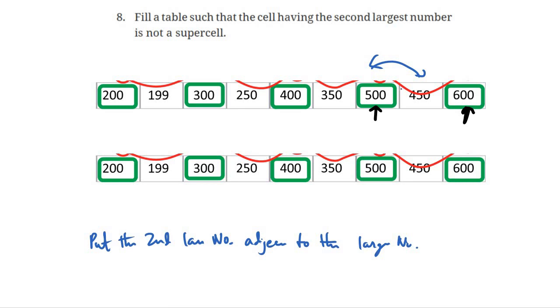That means if I do this swap, then here will be 450 and here will be 500. See, so both of them will not be supercells in this case, or is it? No. 600 is more than 500, 500 is more than 450, is more than 300. So in this case there will be no supercell over here. See over here. So that's the rule. Put the second largest number adjacent to the largest number.